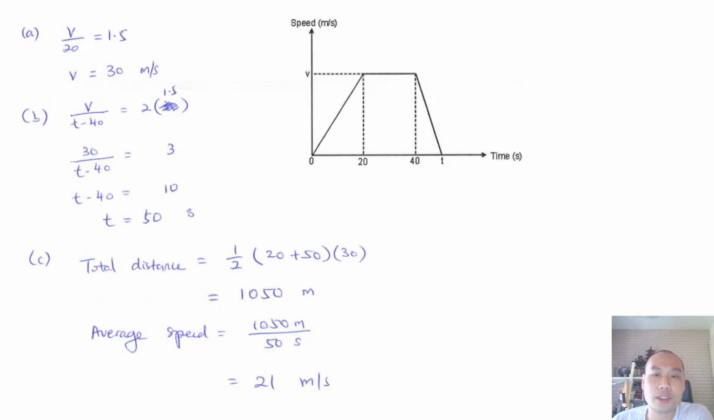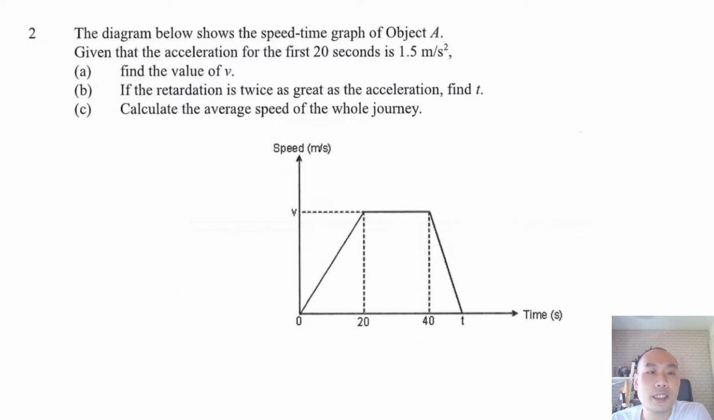Now the second question, right? Let me go back. It says that the retardation, okay, retardation is another word for deceleration, right? It's the same thing. It is twice as great as the acceleration, which means the triangle on the right side of the graph, the steepness of this slope, the gradient, is going to be twice the acceleration.